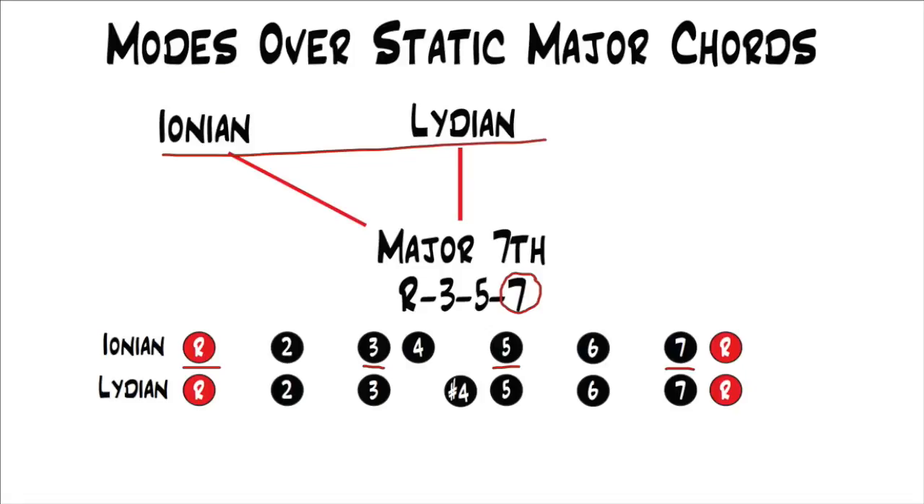So if you're just soloing over a major 7 chord, you have the option to use either Ionian or Lydian. So if it was a G major 7 chord, you could use G Ionian or you could use G Lydian. And again, same thing applies. The 4th of the Ionian is an avoid note, just meaning not to land and stay on it, but the Lydian doesn't have an avoid note because the sharp 4 is less dissonant of an interval.